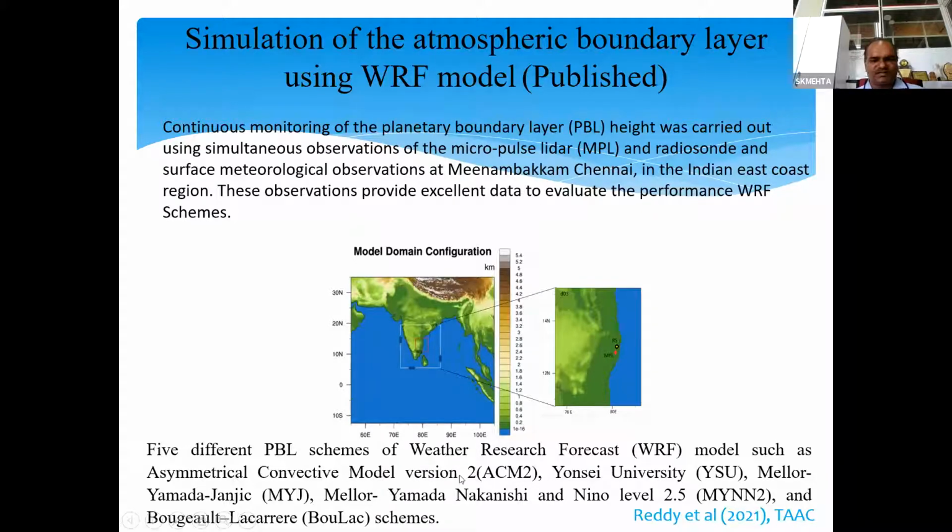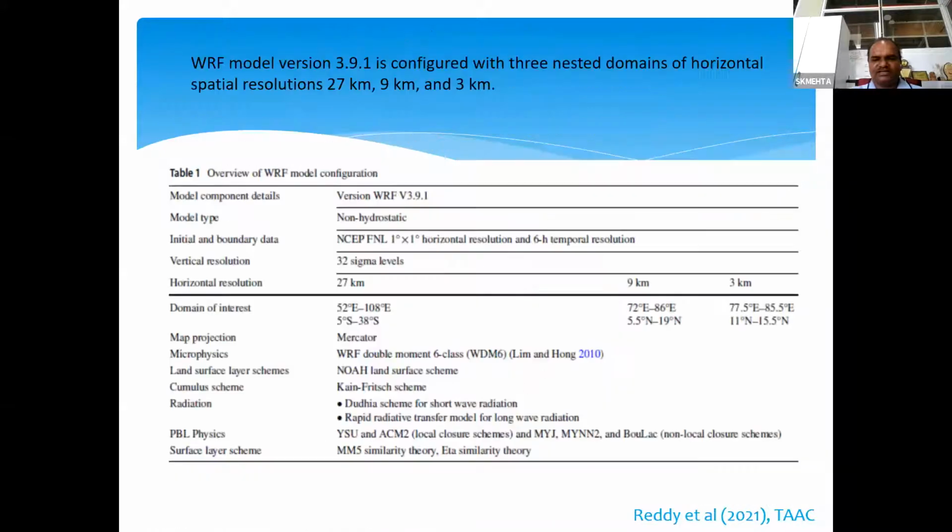We have used the Asymmetrical Convective Model, ACM2, the Yonsei University scheme, YSU, the Mellor-Yamada-Janjic scheme, MYJ, the Mellor-Yamada-Nakanishi-Niino Level 2.5 scheme, MYNN2, and also the Bougeault-Lacarrere scheme. So 5 schemes we have used here to test how the observed ABL height and the simulated ABL height compare, and how it is actually working. Here is the specification. I will not go into detail on that; you can go to the paper, which is already cited here.